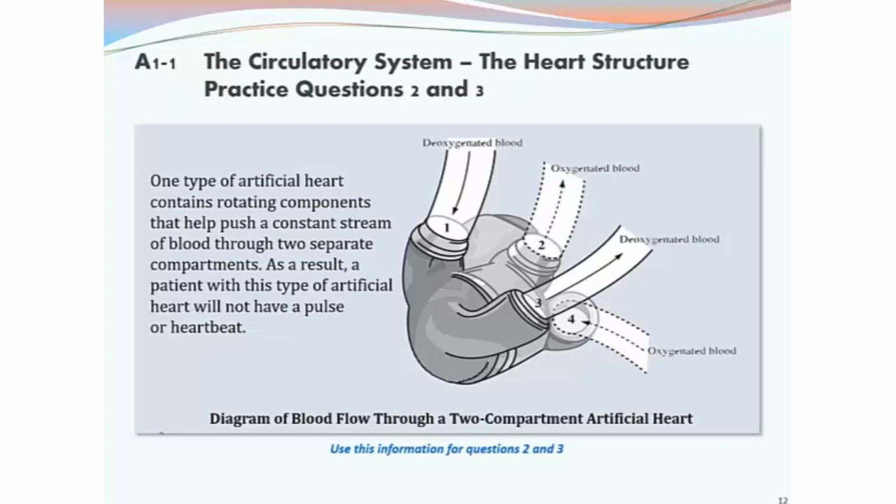So we see that deoxygenated blood enters in through 1. Then that deoxygenated blood looks like it's leaving 3. Then it comes back as oxygenated blood in 4. And then that oxygenated blood leaves the heart at number 2. So let's take a look at the question.